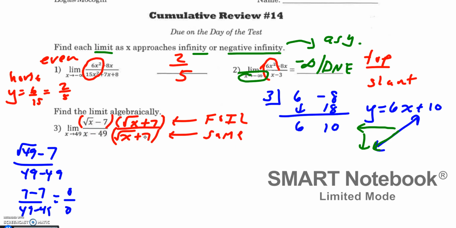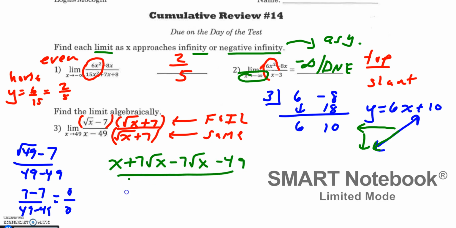Let me show you. If we FOIL the top and do root x times root x, that is just x. Root x times 7 is plus 7 root x. Negative 7 times root x is minus 7 root x, which makes sense that these would cancel out because they're conjugates. And then negative 7 times positive 7 is negative 49. All over the non-FOILed out bottom, x minus 49 and root x plus 7.